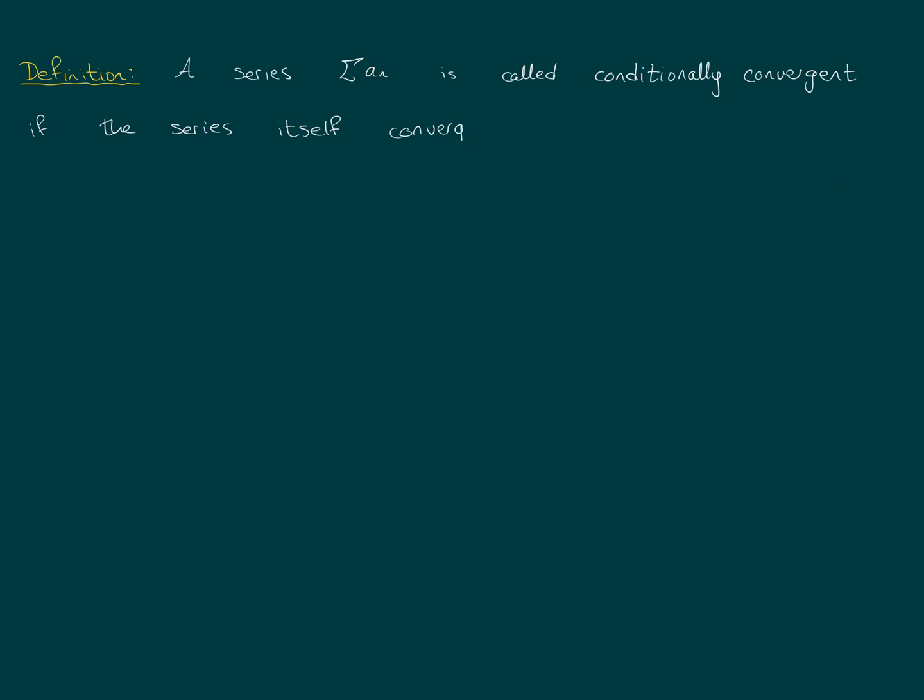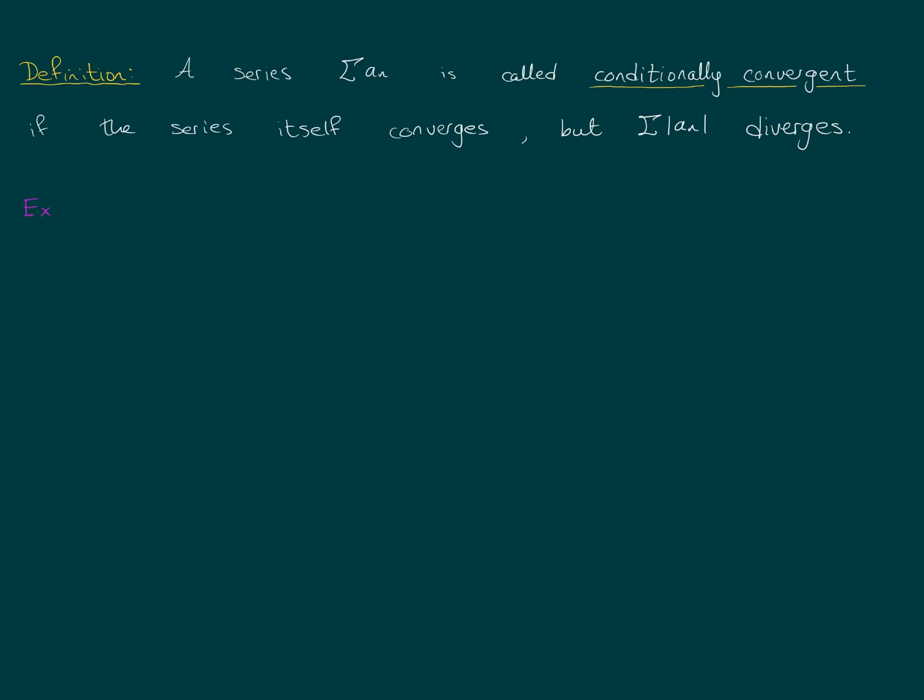Okay, so we'll continue with a definition. A series, sum a_n, is called conditionally convergent if the series itself converges, so if it is a convergent series, but the corresponding series of absolute values diverges. So this is the definition of conditionally convergent. So you are convergent, but not absolutely convergent. That is conditionally convergent.